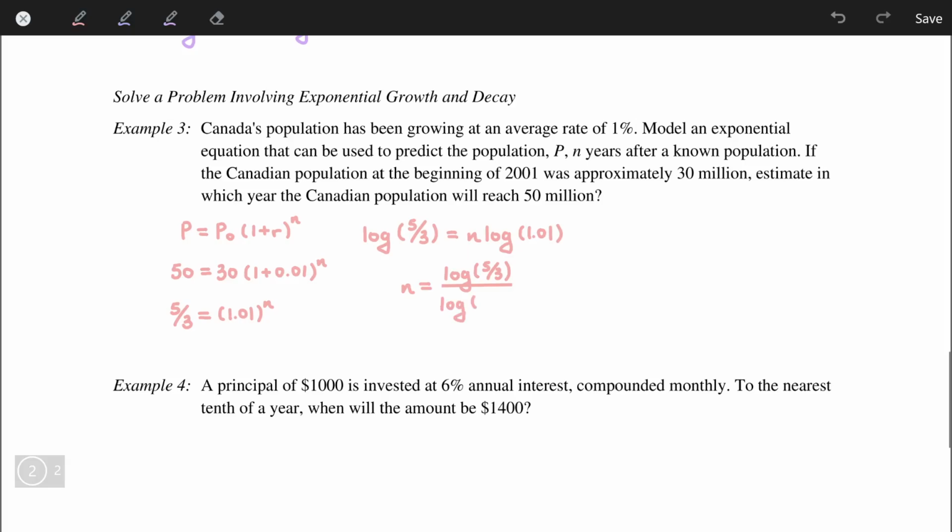That's the idea. So here we have n is equal to, once again, log 5 over 3 divided by log 1.01. And that can be evaluated on a calculator, which gives an approximate value of 51.3, and time is in years. So the year will be 2052. That's our answer.